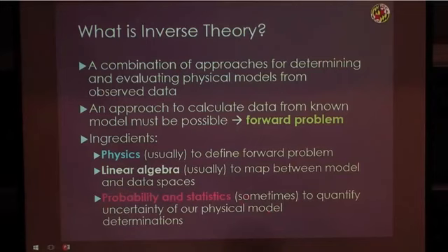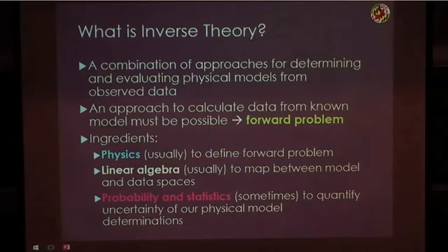And sometimes, although probably we should do this always, we should use probability and statistics to try to quantify uncertainty of our physical model determinations. In other words, it's not so meaningful to just know that I have a particular model. It's much more meaningful to think about how certain the various model parameters or model quantities are. And in fact, we cannot do hypothesis testing if we don't place uncertainty estimates on our models, because that's just the way it is.